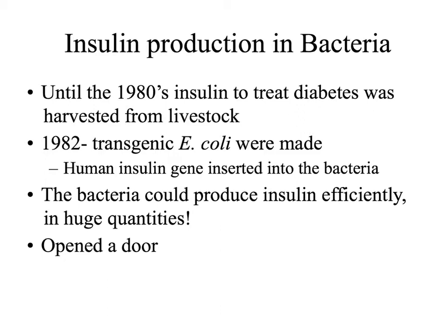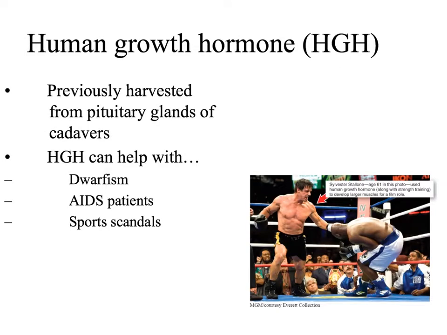This process has opened a door for many other GMOs to be produced. Bacteria were some of our first transgenic organisms, but it has expanded further. Another interesting case is the production of human growth hormone, or HGH. This hormone was previously harvested from the pituitary glands of cadavers.